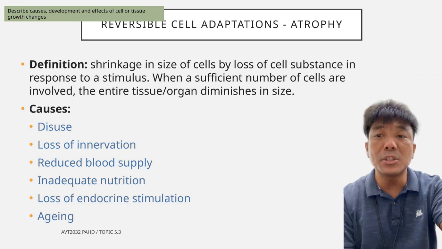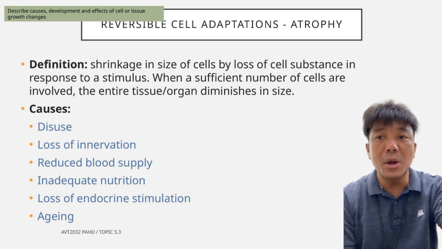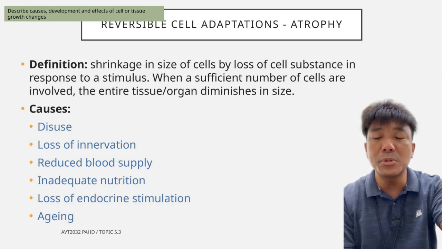Atrophy is the shrinkage of cell size due to loss of cell substance, leading to reduced tissue or organ size. Causes include disuse, loss of innervation, reduced blood supply, inadequate nutrition, loss of endocrine stimulation, and aging. These factors trigger cellular adaptation, potentially affecting organ function and overall health.